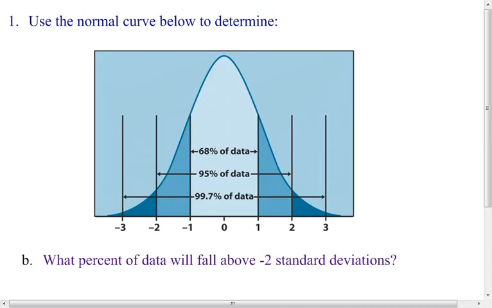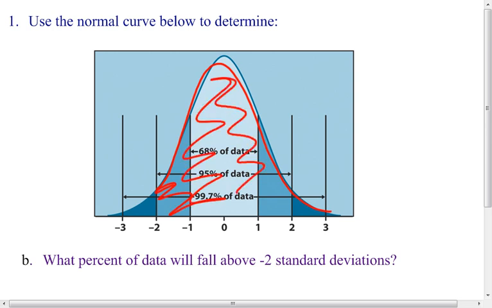Here's another one. What percent of the data will fall above -2 standard deviations? So above -2 standard deviations, I would go like this. Above -2 would be what percent of the data falls from here all the way over to here, in this area all over to the right of that curve. Again, it is going to be 50% from here to here.